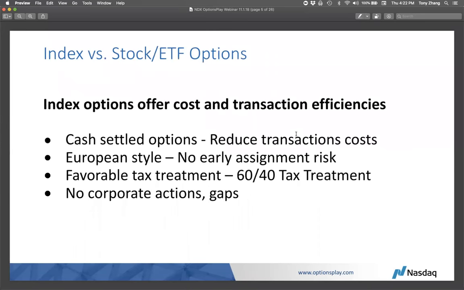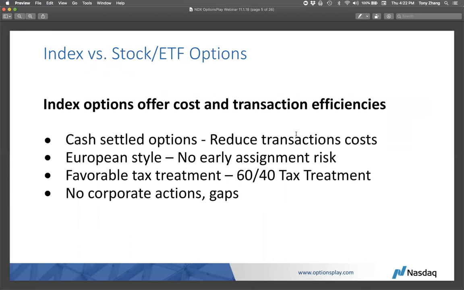What I want to do is talk a little bit about the difference between trading index options versus stock or ETF options, because I know most of you here trade stock or ETF options, or are familiar with trading them. From a trading perspective, they are very, very similar. However, index options do provide you some cost and transactional efficiencies.